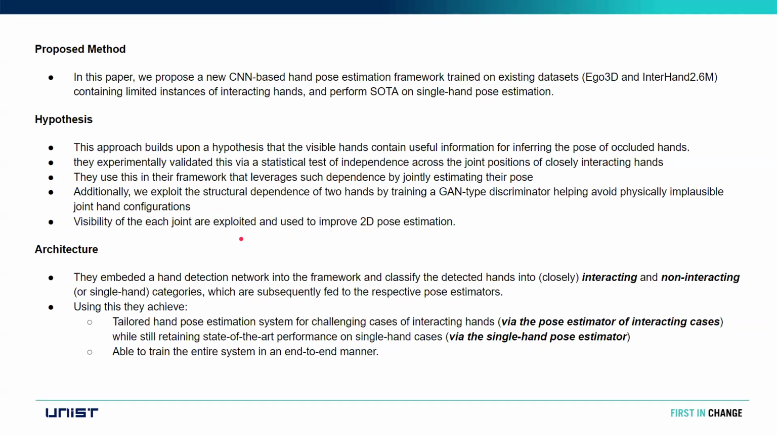And then the architecture. In the architecture, they have a hand detection network, which detects and classifies the hands into interacting and non-interacting categories. They do this for a further reason, which we'll talk about later. First they do the classification, and then they do pose estimation depending on whether it is interacting or not.